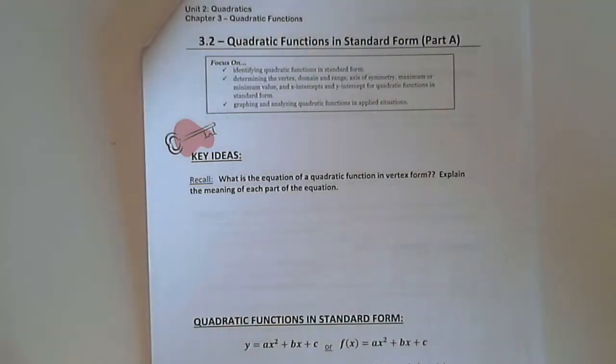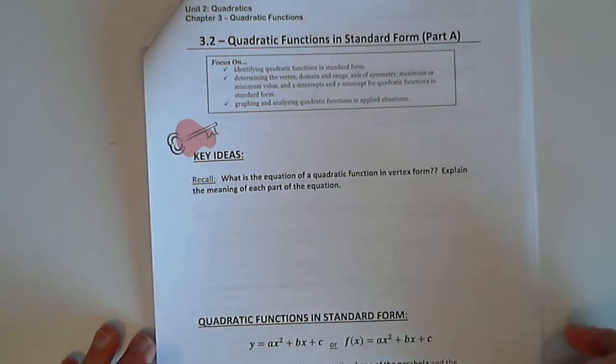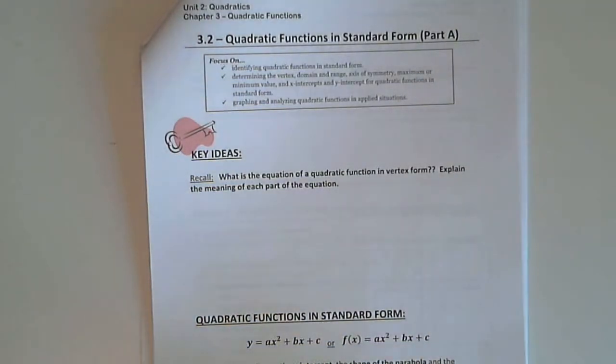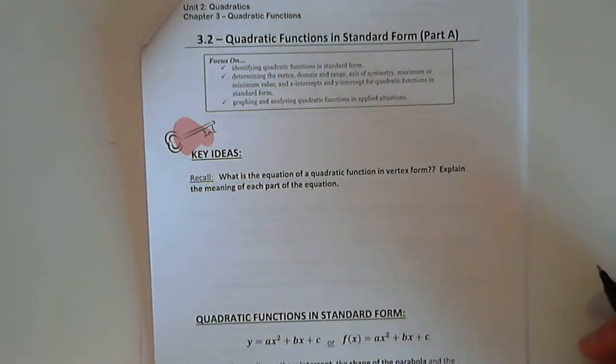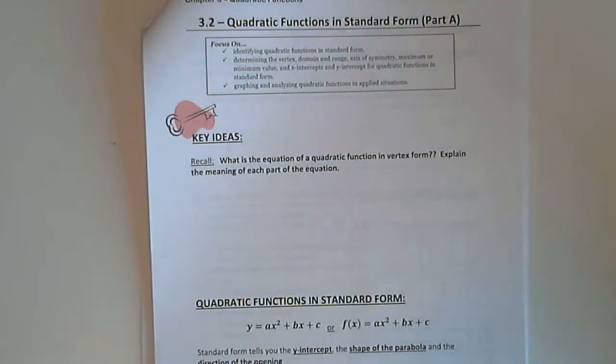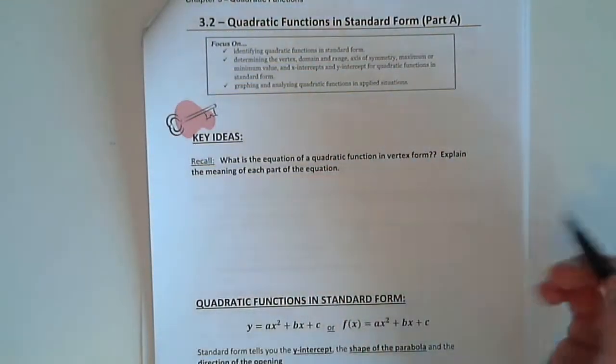Okay, lesson 3.2. In this lesson we're going to be learning about standard form of our quadratic and also a bit about factored form as well, and going between those two, which should be skills that we already have, factoring and expanding. So recall, what's the equation of a quadratic function in vertex form? Explain the meaning of each part of the equation.